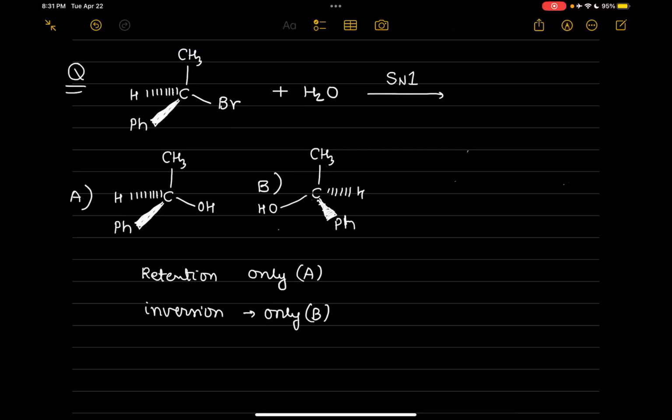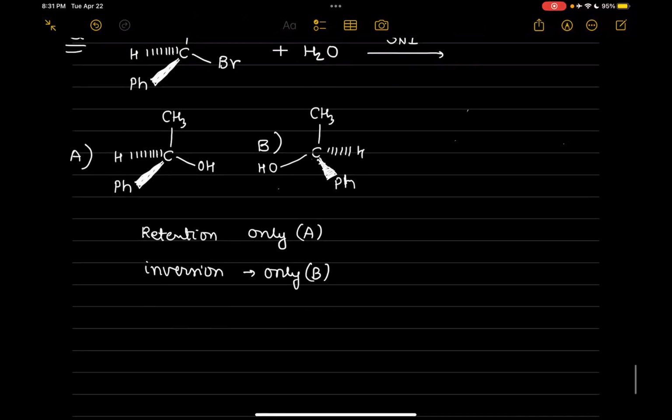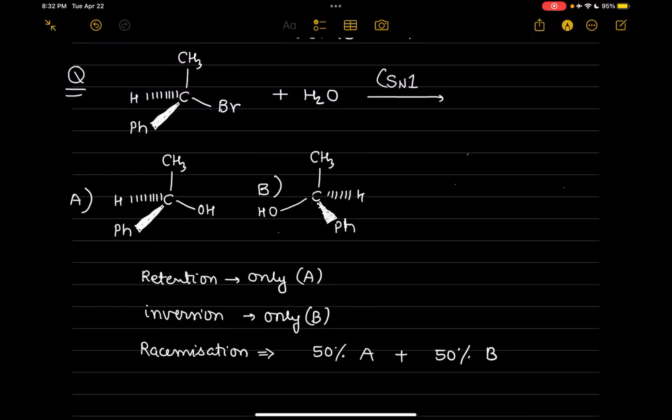And suppose both can form in 50-50 amounts, equal amounts, that is called racemization. Racemization is equimolar, 50% A, 50% B. Got it? So Zainab, Jasmine, tell me quickly what product you are going to get. In SN1, what happens? Zainab, are you getting it or not?